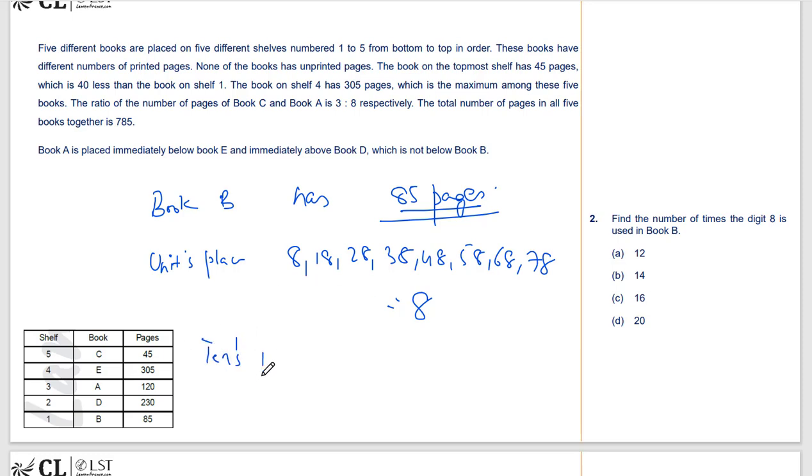As far as tens place is concerned, that's 80, 81, 82, 83, 84, and 85. There are 6 instances where 8 has been used at tens place. So 8 plus 6, 14. 14 times 8 has been used while printing the page numbers for book B. So the answer is option B, 14.